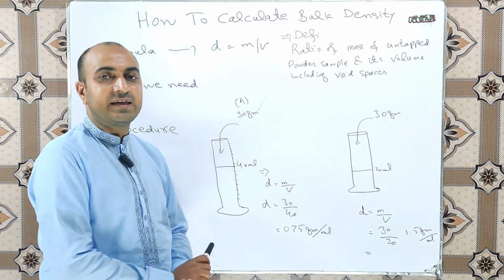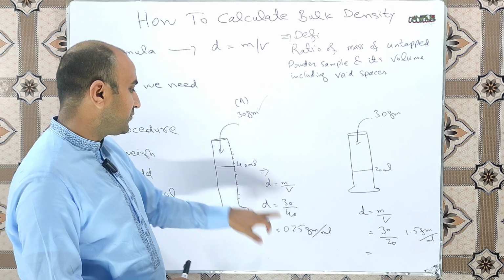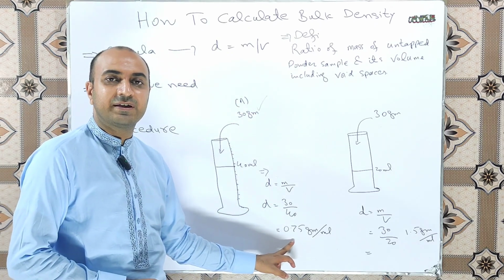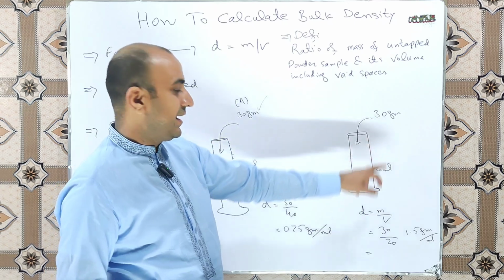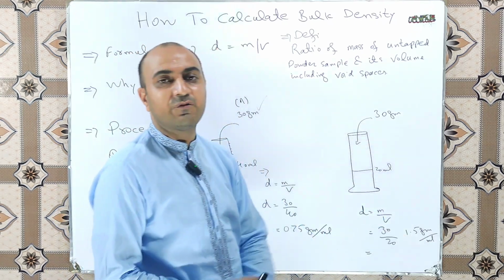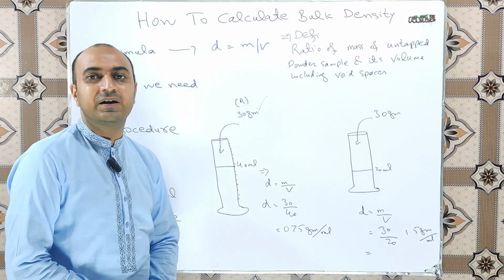So in example A, our material was light and it occupied more space, so its bulk density was 0.75 gram per ml. And in example B, our material is heavy and its bulk density is 1.5 gram per ml. So it was all about how to calculate the bulk density.